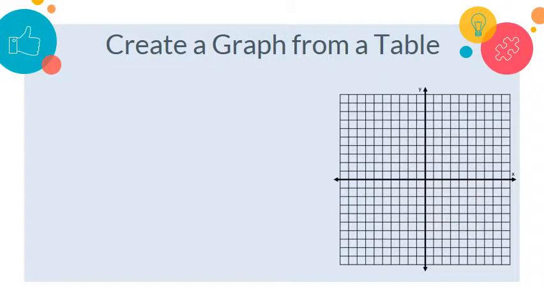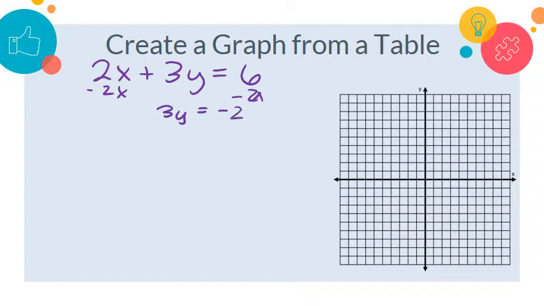All right, let's create a graph from a table. Very commonly, we were given equations in standard form. Let's say I'm going to do, say, 6. The first thing we had to do, step 1, is to isolate the y. We end up with 3y equals negative 2x plus 6. I'm going to divide everything by 3, so my equation is y equals negative 2/3 x plus 2.